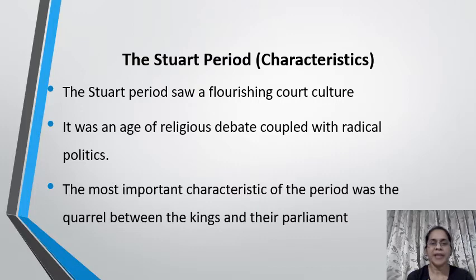Now, a little bit about the characteristics of this Stuart period in Britain. This period basically saw a flourishing court culture. There was a religious debate during this period coupled with a lot of radical politics. And when I say radical politics, it basically means that a very important characteristic of this period was the quarrel between the kings and the parliaments. Now, at this point, I'd like to mention that the Tudors were a little bit different from the Stuarts.